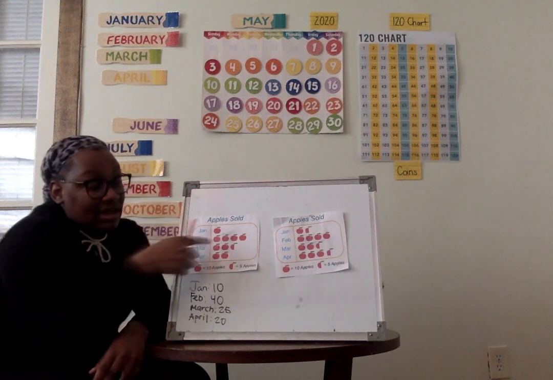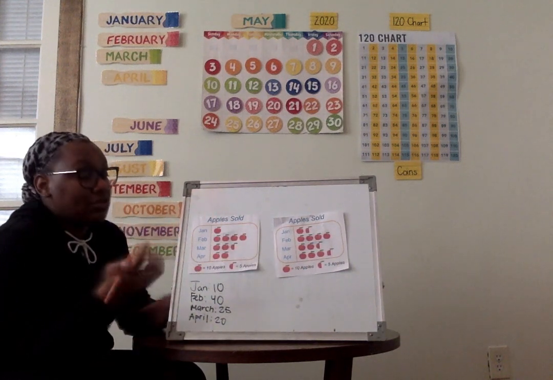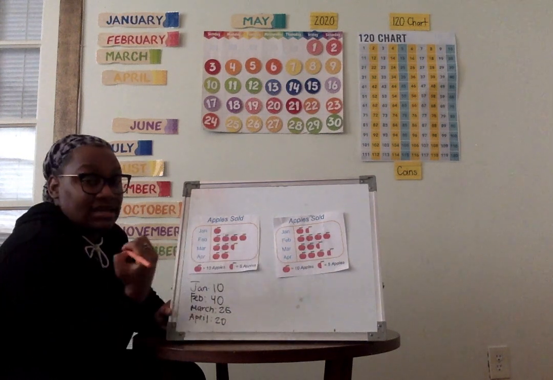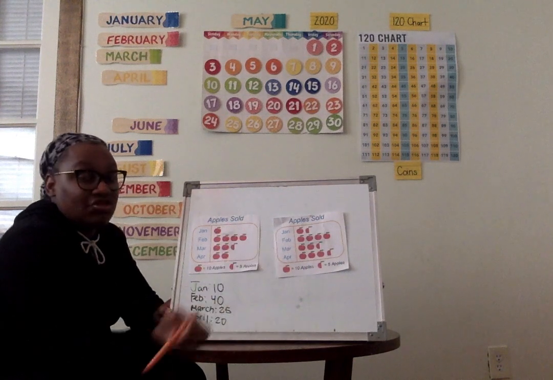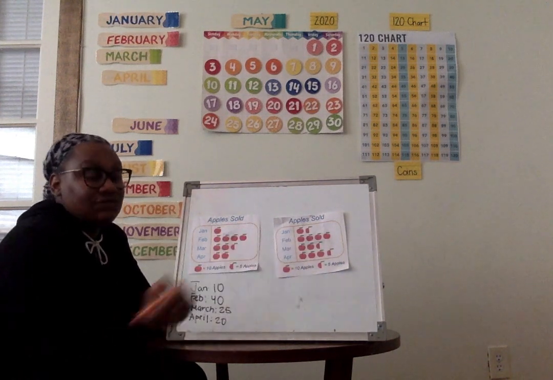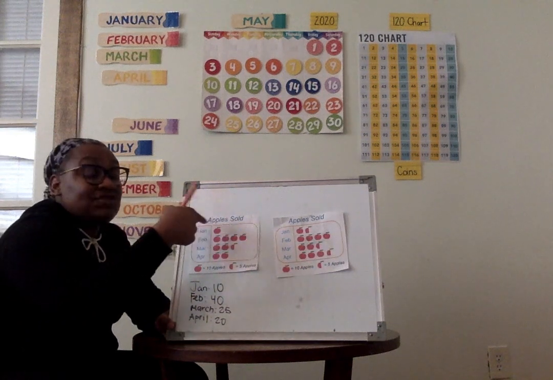Let's go to February. I'm going to count by 10s to help me because I know each apple is worth 10. Count with me. 10, 20, 30, 40. Let me give you another hint. On the side, I'm going to write how much for that entire month.